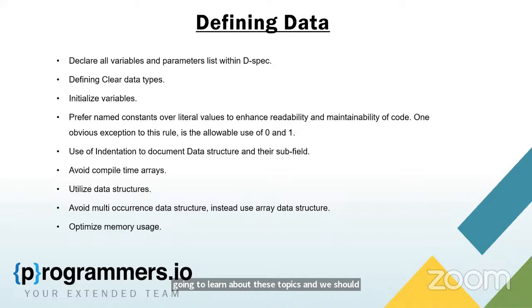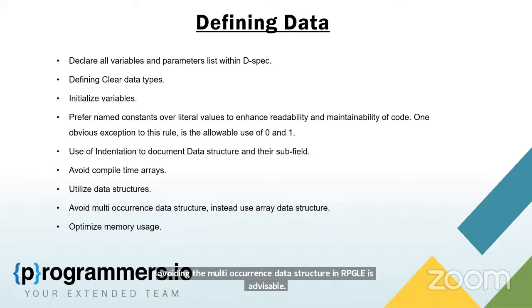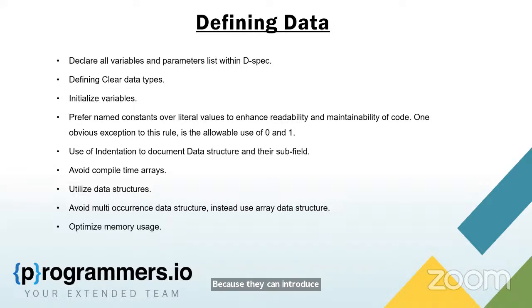Avoiding the multi-occurrence data structure in RPGLE is advisable because it can introduce unnecessary complexity, making it difficult to manage and access data consistently. This complexity can lead to increased chances of errors, as developers may struggle to keep track of the relationships and states of various occurrences. Instead, we should use an array data structure, which provides a more straightforward approach and allows easier manipulation of data through indexed access.